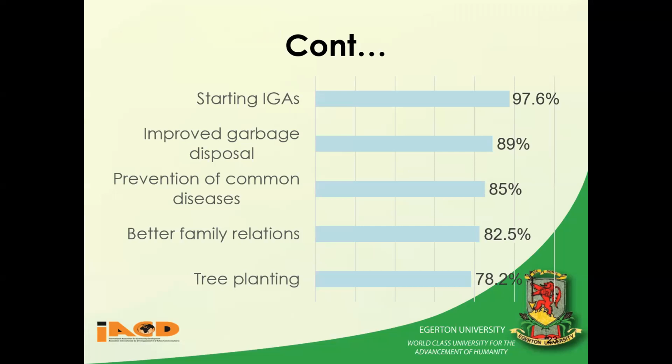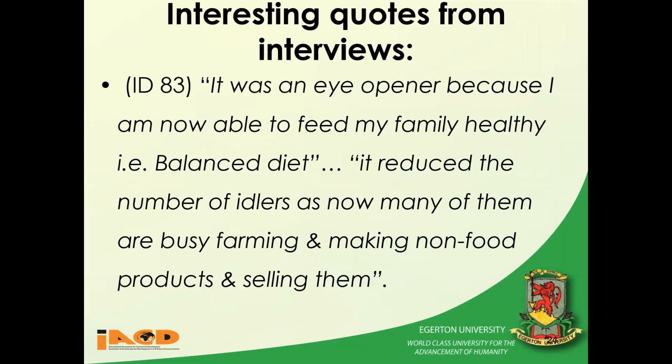And as I said earlier, our students deal with all kinds of issues, problems that are affecting communities. And therefore, we had those that were reporting improved garbage disposal, prevention of common diseases, better family relations, where somebody's talking about, I'm now able to talk to my children well, I'm able to talk to my husband well, I'm relating well with my people because I've learned how to approach issues. And then we had also tree planting in their own farms, those that have started planting trees.